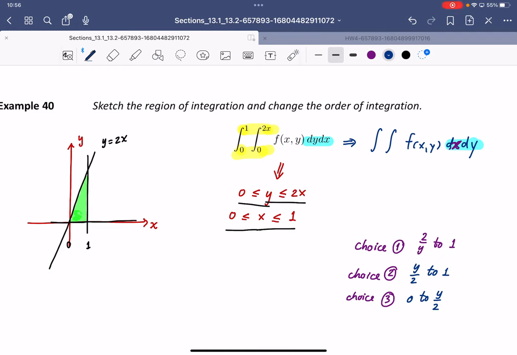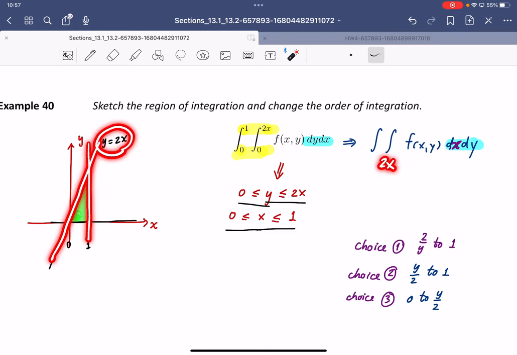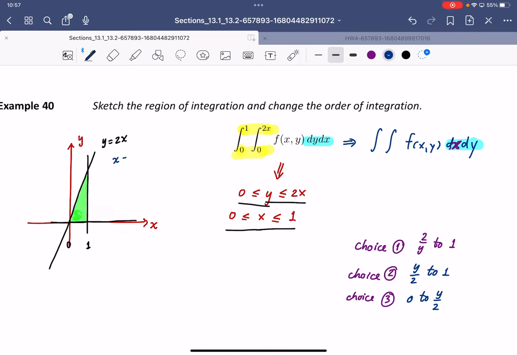Okay, so let's see which one is correct. The x here, you do the x first, so you cut this way, right? When you cut this way, the left hand side is here and the right hand side is here. So you start from this line to this line, but on the left hand side you cannot put 2x here. It's impossible because this is x, so you have to simplify this one. So this should be y over 2, not 2 over y. And then x is going to end at 1. Make sense?